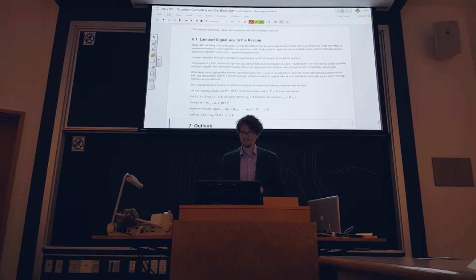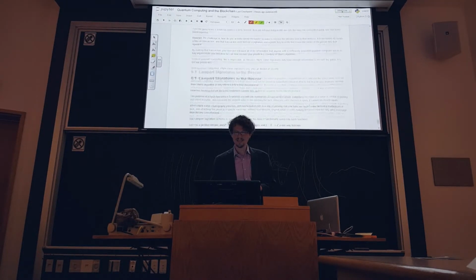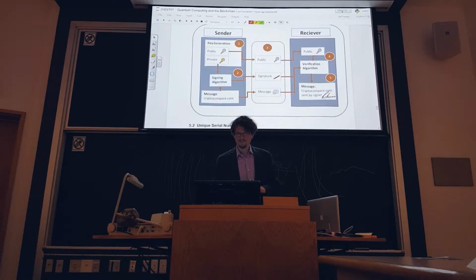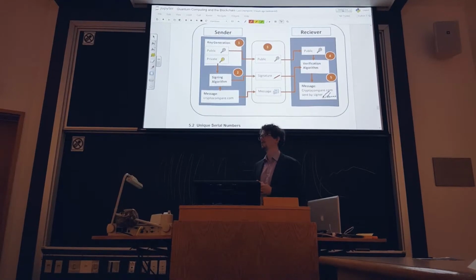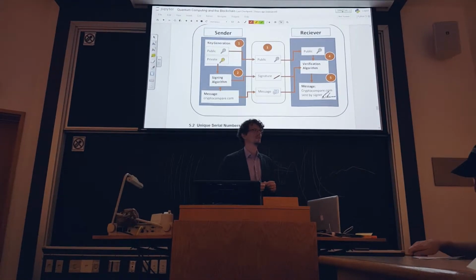And if you put that mechanism in place for your public-private key encryption scheme, to our current knowledge, you will not be able to break it with a quantum computer. So, yes, please. I have a question.